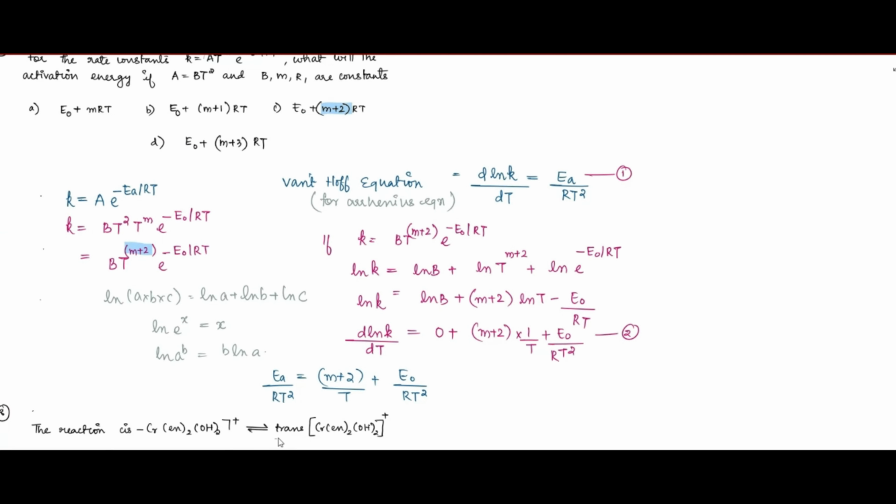LCM ആയിട്ട് RT square എടുക്കൂ. Multiply the whole thing with RT square. RT square, RT square, RT square. അപ്പൊ എന്താ സംഭവിക്കുക? ഇവിടുത്തെ RT square ഇവിടുത്തെ RT square വെട്ടിപ്പോയി. ഇവിടുത്തെ ഒരു T squareന്റെ Tയും ഇവിടുത്തെ ഒരു Tയും വെട്ടിപ്പോയി. What is the final answer? EA is equal to E0 plus m plus 2 RT.